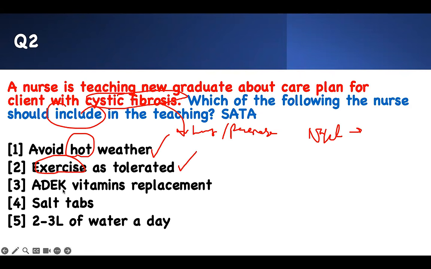ADEK vitamin replacement. These are fat-soluble vitamins. They cannot absorb fat, so therefore this should be included. Salt tabs, they need sodium chloride, we give it to them. 2 to 3 liters of water a day because they're losing water due to loss of salt. Replace their salt and water. Therefore, all these things should be included. So 1, 2, 3, 4, 5 should be included in the teaching.